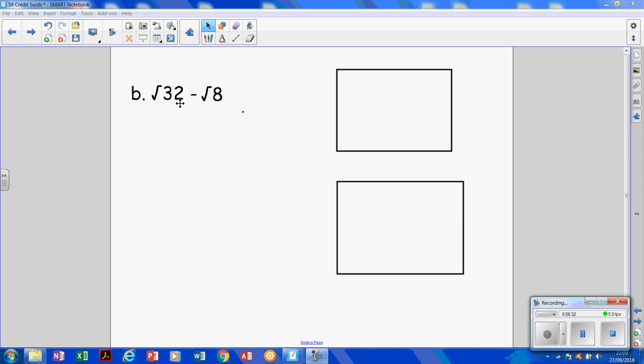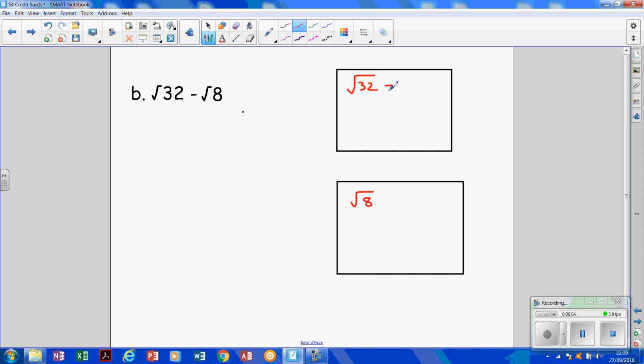Next one, I want to add root 32, take away root 8. Right, 2 roots different, so I can't do anything with them just now, so I have to try and simplify them. So I've got root 32, and I've got root 8 in here. Now, the more of these questions you do, you'll start to recognise numbers that come up all the time. This root 8 comes up all the time.